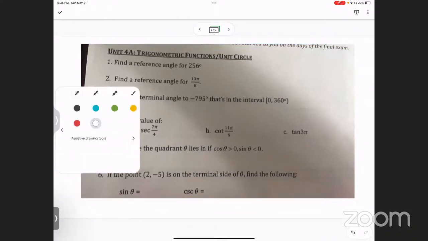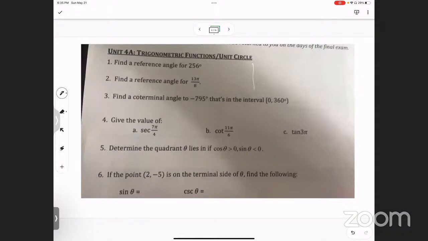On the reference angle for 256, that would mean jump on your graph. 256 is all the way over. What quadrant is it in? Here's 180, plus 90 is 270. I actually don't need to do that one. I was just trying because you just add or subtract 360, right? Not necessarily. That's coterminal angles. Reference angle is where you draw the angle and then they want this angle right here. So it's 256 minus 180 in this case.